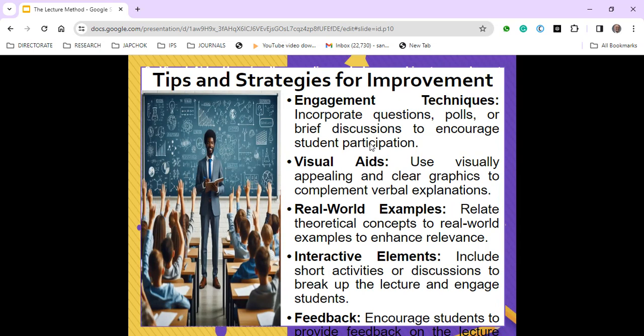The interactive element, yes. Aside from the engagement techniques, the teacher can get the students involved in short activities, and break up sections into discussion groups so that the students can be active participants. And of course, feedback. The teacher can encourage students to provide feedback on the lecture method. The lecturer or the teacher who uses this method can then improve the lecture method.